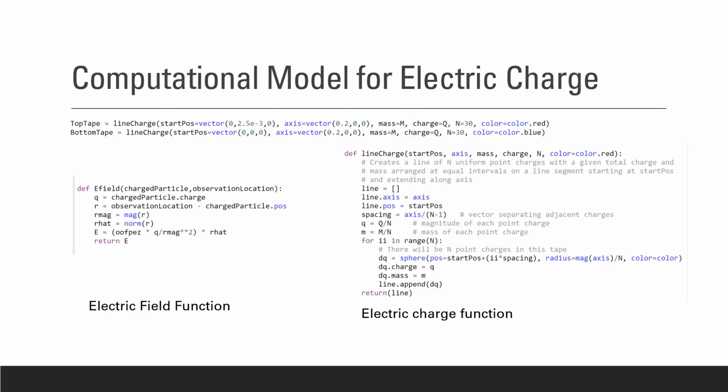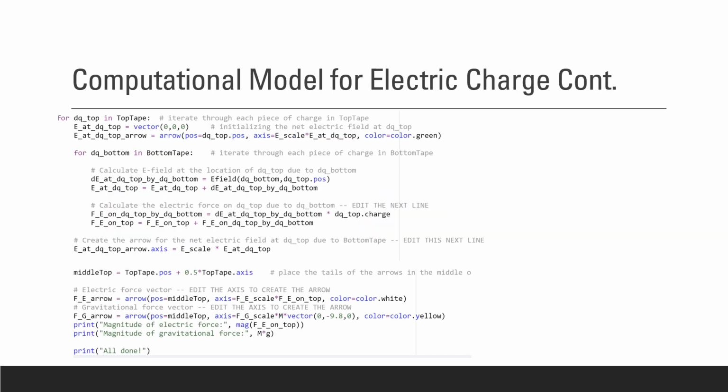Here I have listed the computational model for finding the electric charge that I used on ClosScript. On the left I have the electric field function, on the right I have the function to find the electric charge, and on the top I'm initializing the charges for the top and bottom. This next slide is continuing to find the electric field and the electric force at each location, and then finally finding the vectors for each tape charge.